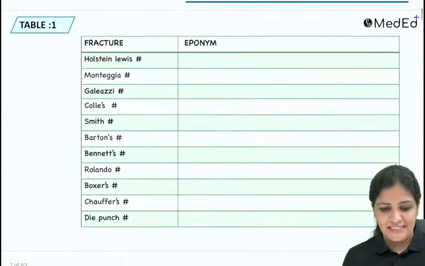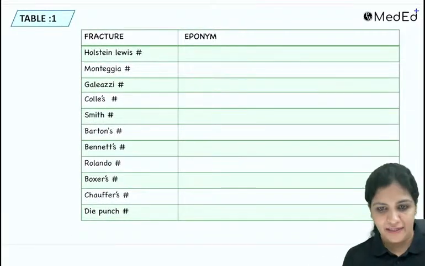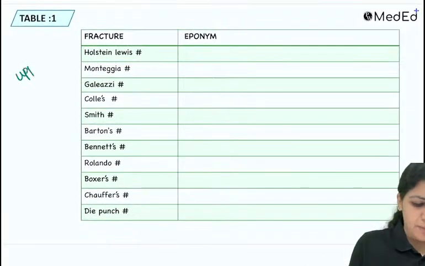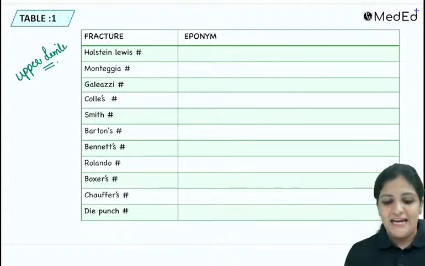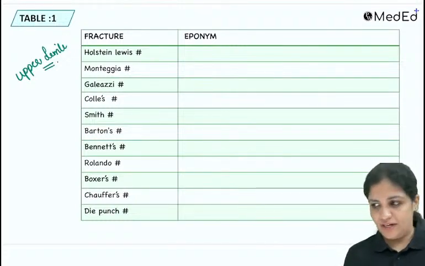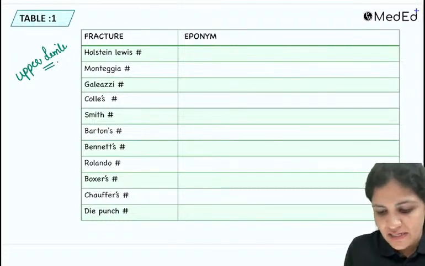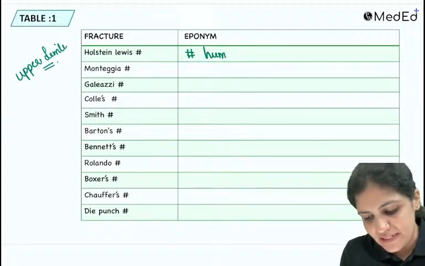Okay, so first let us start with table 1. Now these are the names of the fractures completely from the upper limb, right? Upper limb fracture eponyms, like that is the name of the fractures which are very, very important. Let's start with the first one. So here it is the Holstein-Lewis fracture. So Holstein-Lewis fracture is fracture of humerus shaft, right?